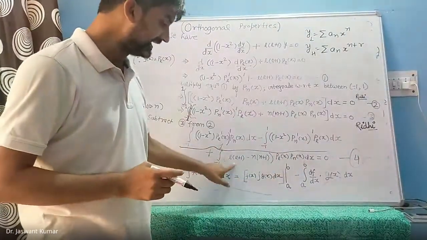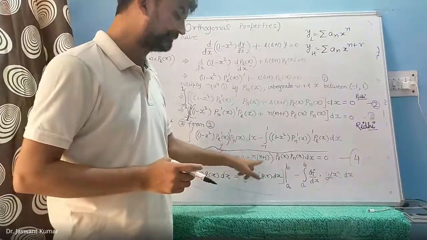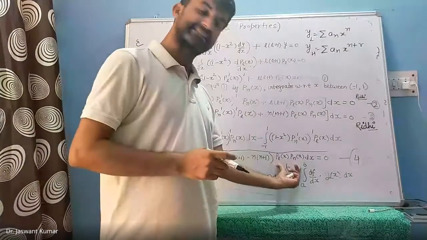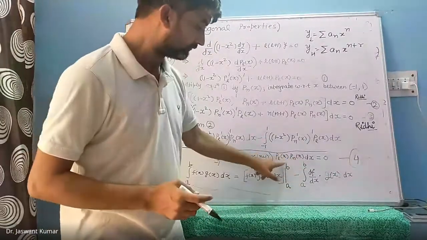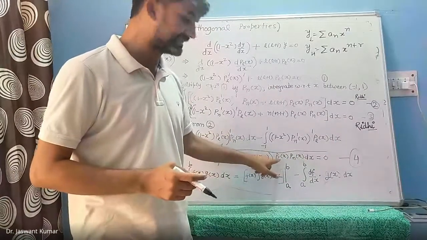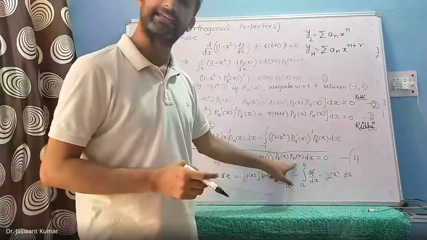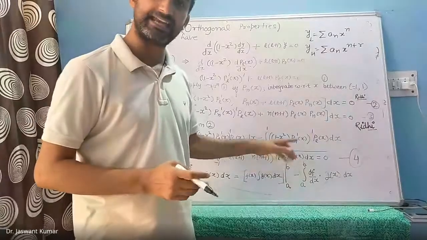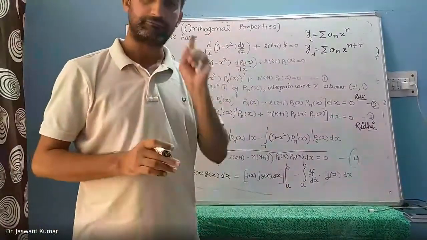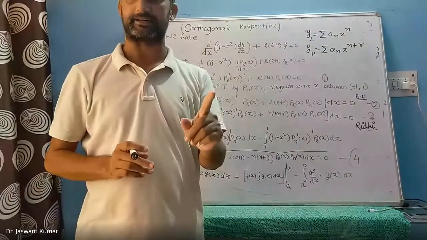Why? Because if L is equal to N, then L into L plus 1 minus N into N plus 1 will be equal to 0. So in that case, this can be a constant. So what is the constant? L is equal to N, that means this also becomes Pn x, and this becomes Pn x dx. So Pn x whole square dx is a constant. We have not yet determined that constant.